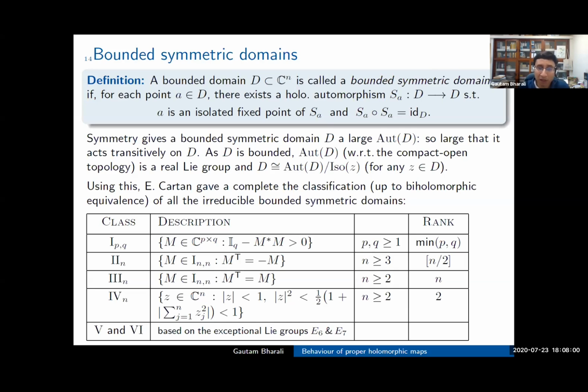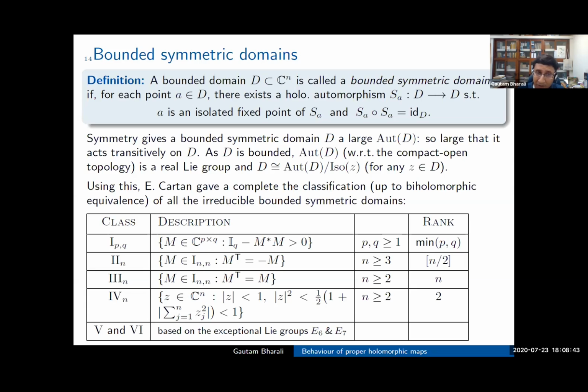I'm not going to go through this table. I just want you to stare at this while I make a comment about rank, because I'm not going to have the time to define rank. It turns out that bounded symmetric domains fall into 4 families and 2 individual exceptional domains, which are based on the exceptional Lie groups E6 and E7. But look at the class on the first row. This is the class of P by Q matrices.